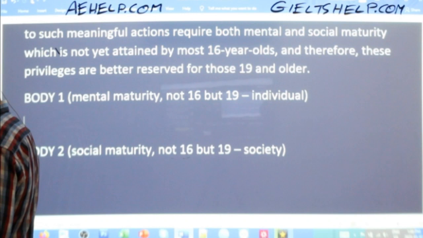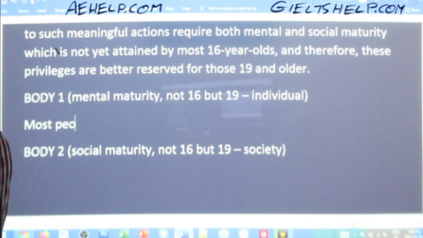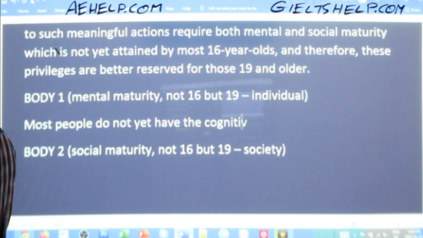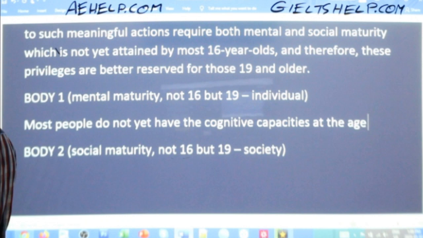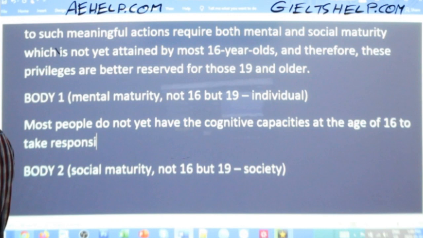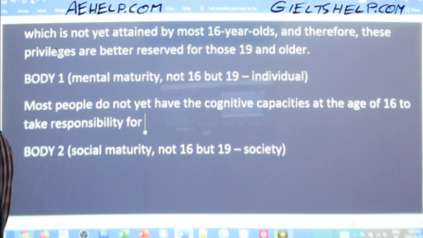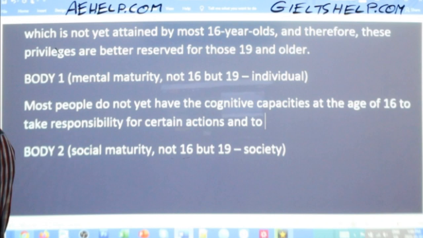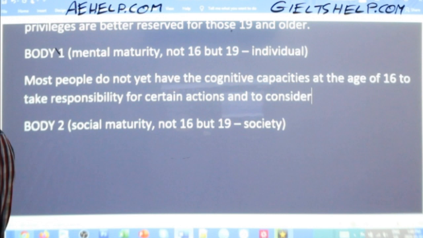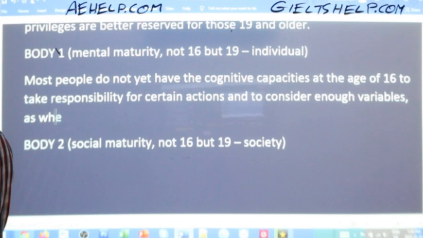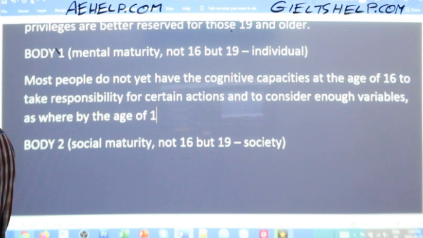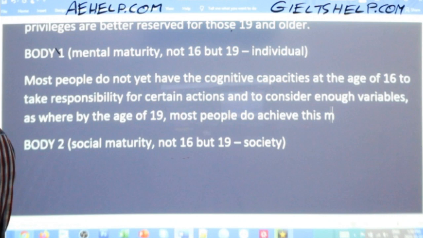So, most people do not yet have the cognitive capacities at the age of 16 to take responsibility for certain actions and to consider enough variables, whereas by the age of 18 or 19, most people do achieve this milestone. Okay, so that's my topic sentence.